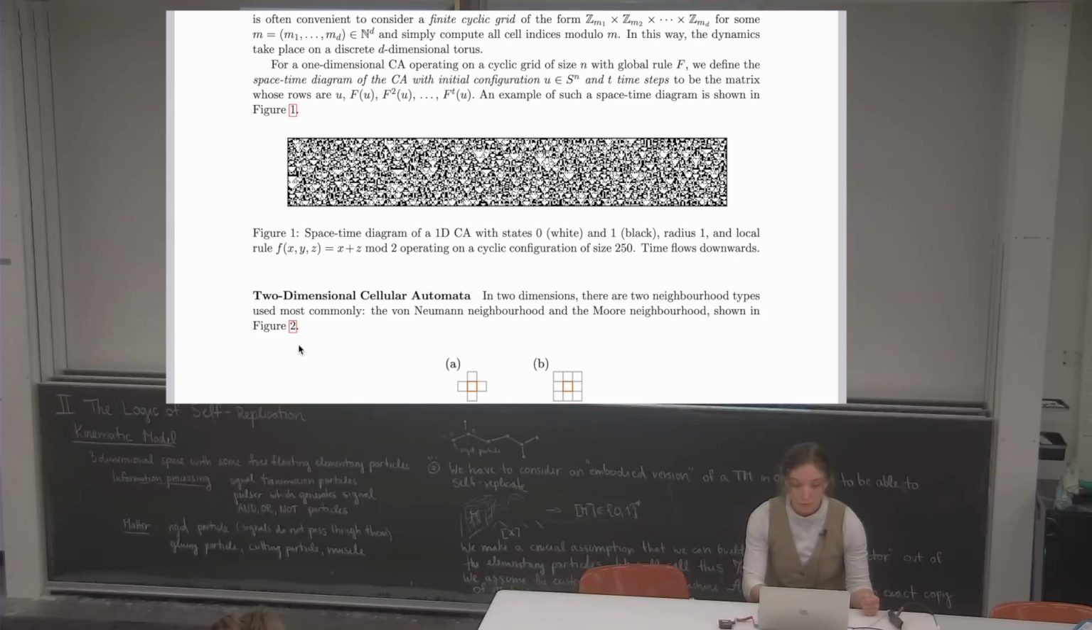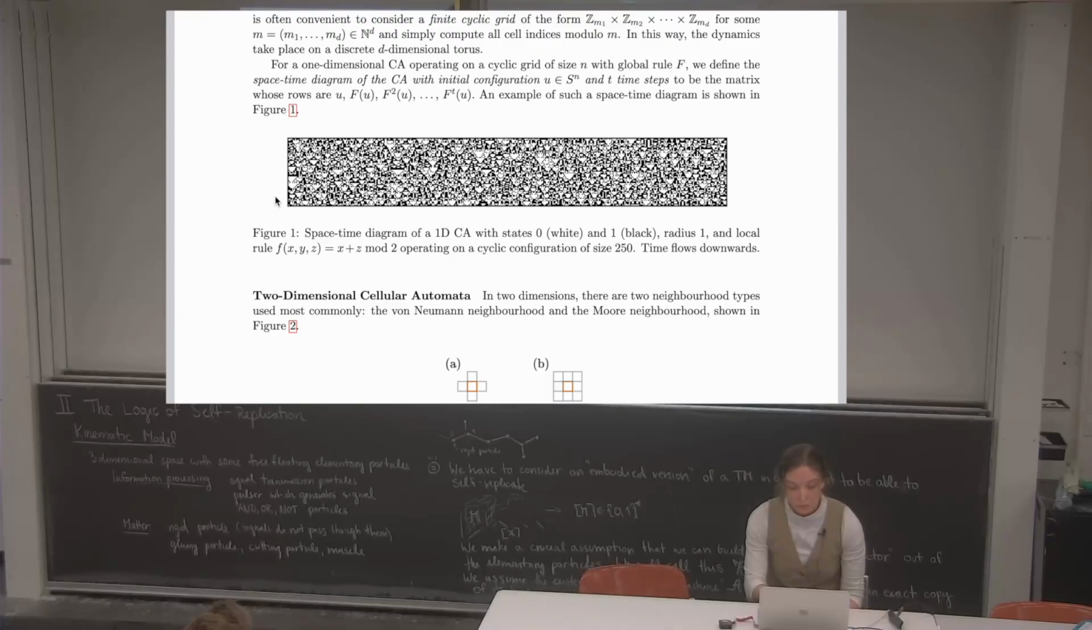So here you see a one-dimensional cellular automaton with states 0 and 1. Those are depicted by white and black. The initial configuration is a finite cyclic configuration of size 250, and it represents the first row of this diagram. And then essentially time flows downwards, so each subsequent row is just the image of the previous one under the global rule.